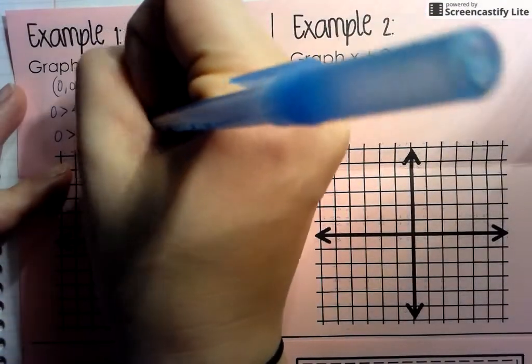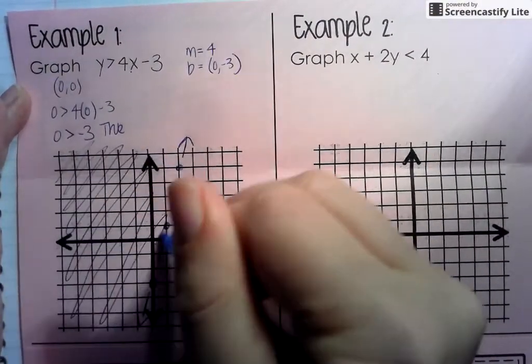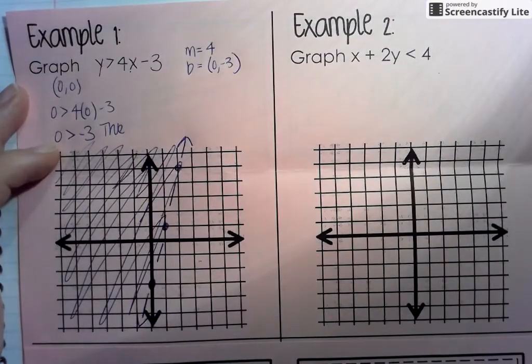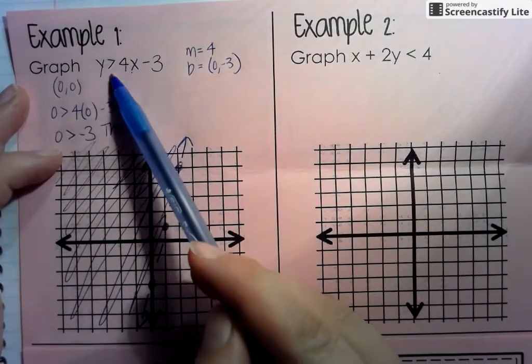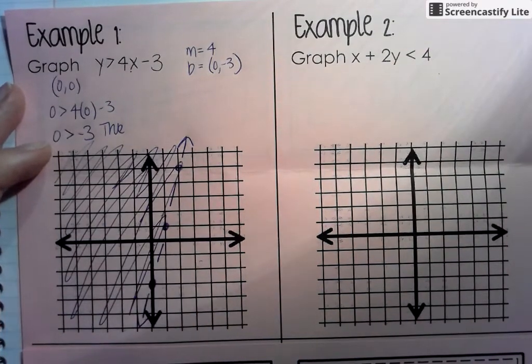Because that is true, you're going to shade where 0, 0 is at. So we're going to shade on the left side. Now, another trick you could look at is that because this is greater than, you always shade on the top half of the line. So in this case, that's the way you're going to shade.